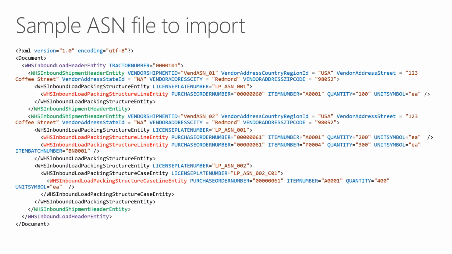As with other data entities, the structure of an inbound ASN file is relatively simple, so you should have no problems creating ASNs of your own. You can also use the sample here as an example.